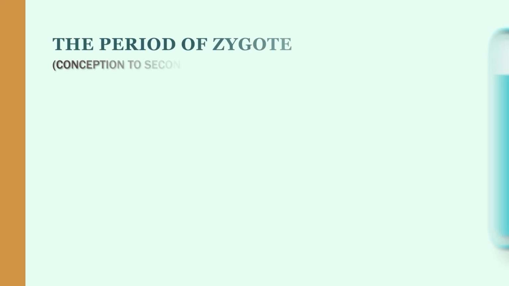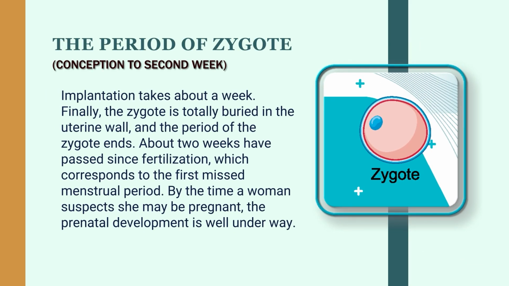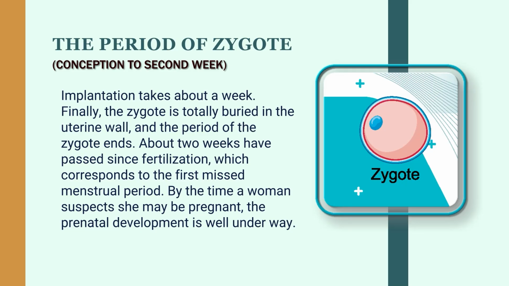Now further still, what happens when the implantation happens? Now this implantation takes about a week. Finally, the zygote is totally buried in the uterine wall, and the period of the zygote ends. So once implantation takes place, the zygote is buried in the uterine wall, and the period of the zygote ends. Now about 2 weeks have passed since fertilization, which corresponds to the first missed menstrual period. So in simple language, when fertilization takes place, 2 weeks have already passed, and that is when the female begins to miss the first menstrual period.